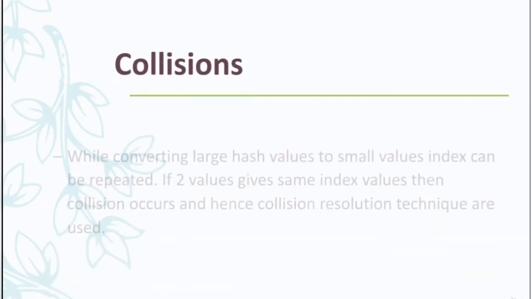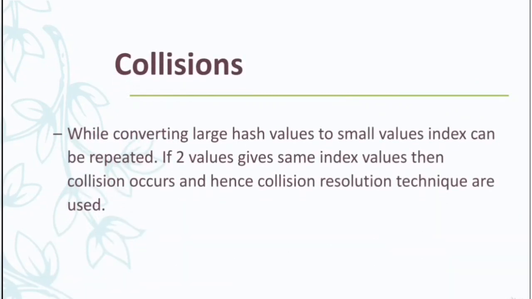So the next point is about collisions. What are collisions? While converting large hash values to small values, an index can be repeated. If two values give the same index value, then a collision occurs, and hence collision resolution techniques are used. This happens many times, so we use collision resolution techniques.